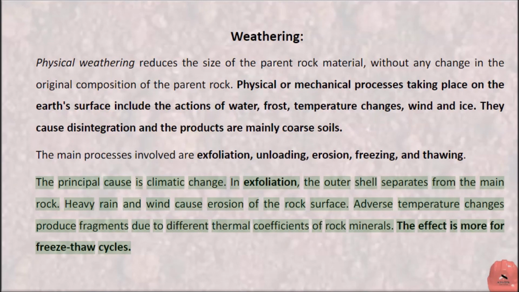In exfoliation, the outer shell separates from the main rock. Heavy rain and wind cause erosion of the rock surface. Adverse temperature changes produce fragments due to different thermal coefficients of rock minerals. The effect is more for freeze-thaw cycles.